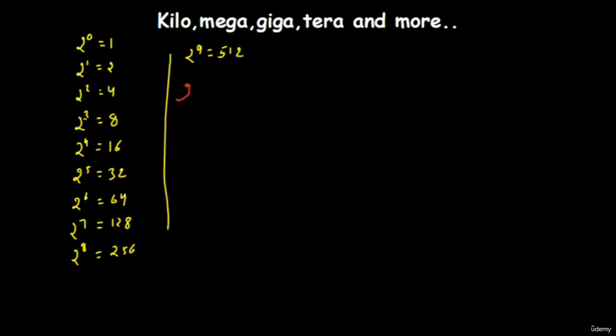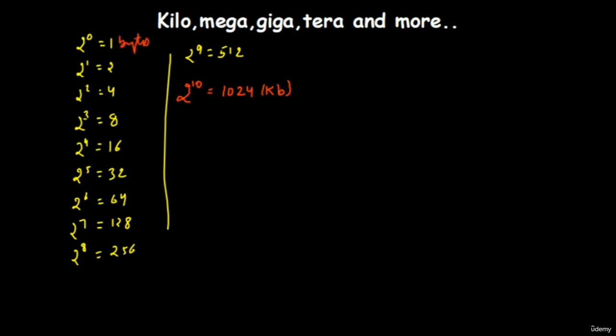2 to the power 10 equals 1024, that is KB, kilobyte. This is called kilo. These are the bytes that we are having.